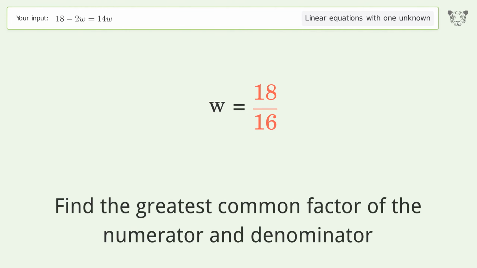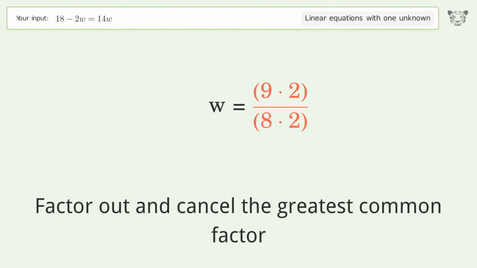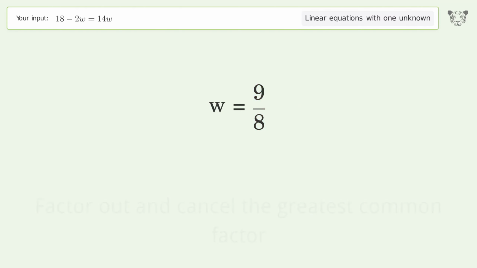Find the greatest common factor of the numerator and denominator. Factor out and cancel the greatest common factor. And so the final result is W equals 9/8.